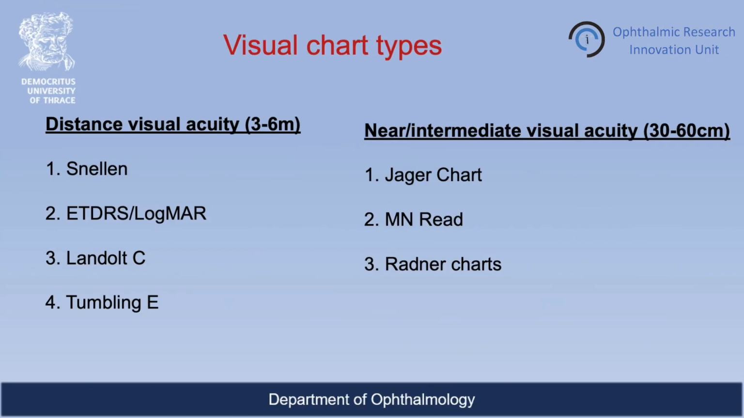There are several types of visual charts, with the Snellen chart, the ETDRS chart, the Landolt-C and Tumbling E chart being the most prominent for the evaluation of distance visual acuity, whereas the Jaeger chart, the MN Reed and Radner charts are used for the evaluation of intermediate and near visual acuity.